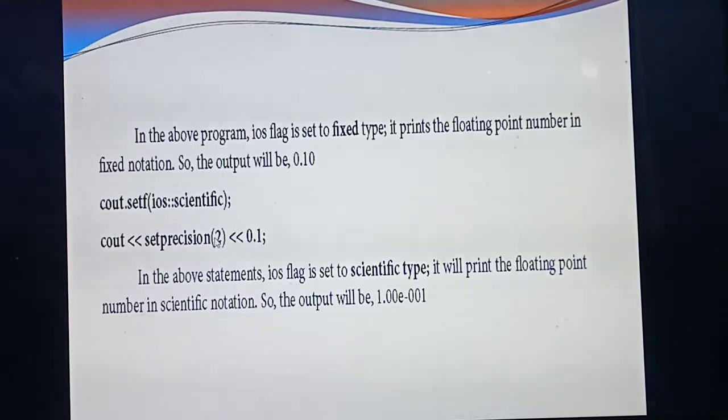Then cout with setprecision of 2. Here you are giving the precision, the number of digits after the decimal point. How many digits need to be displayed? 2. Okay. So the input you are giving is 0.1. See the output, this is the output.